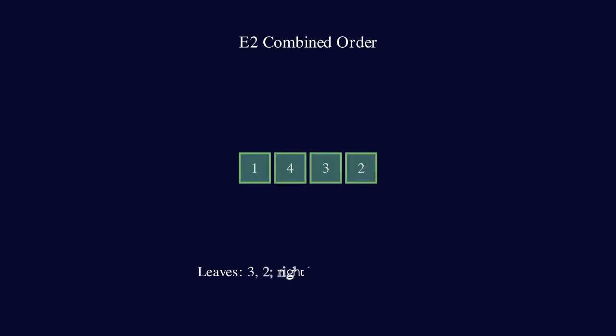Now combine example 2. Take the left boundary 1, 4. Add leaves from left to right: 3, then 2 on the right. There are no extra right boundary non-leaf nodes to add. The final anti-clockwise boundary traversal is 1, 4, 3, 2.